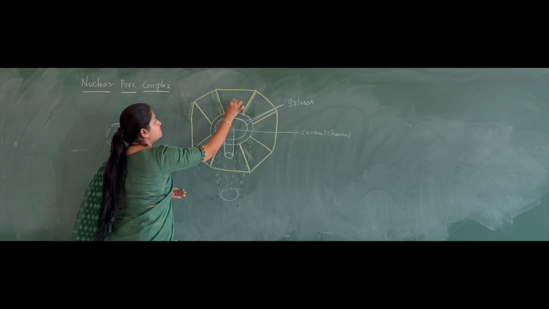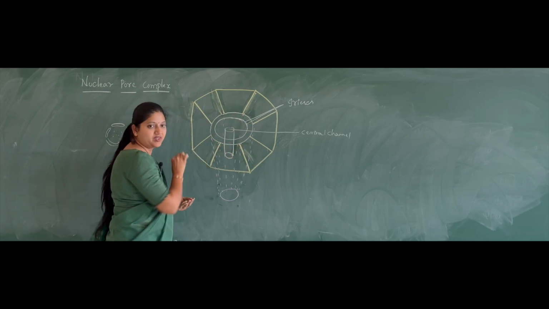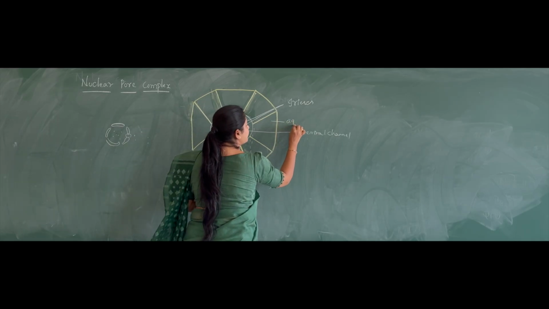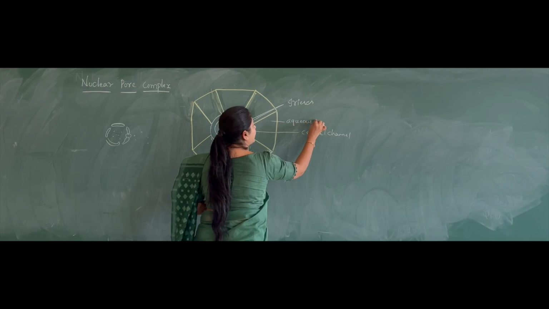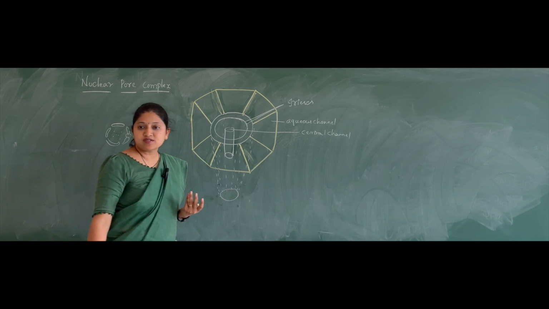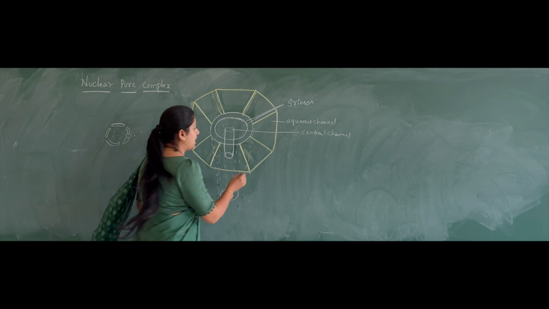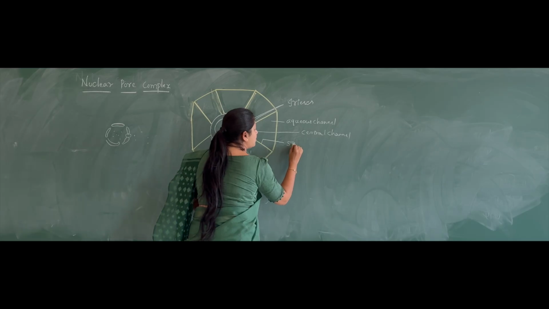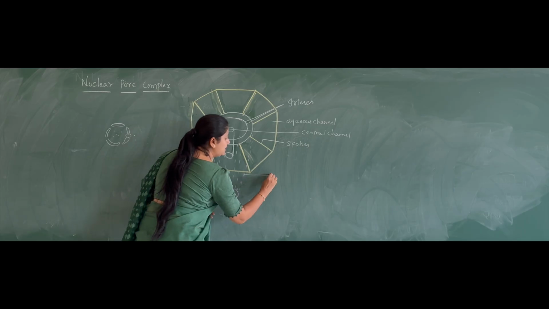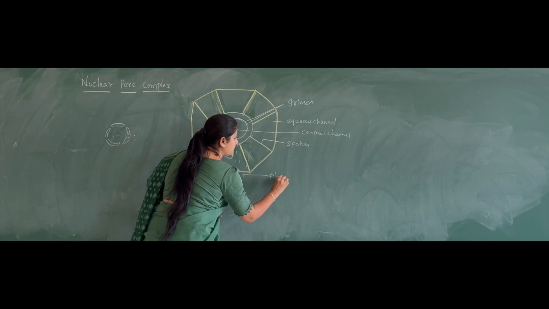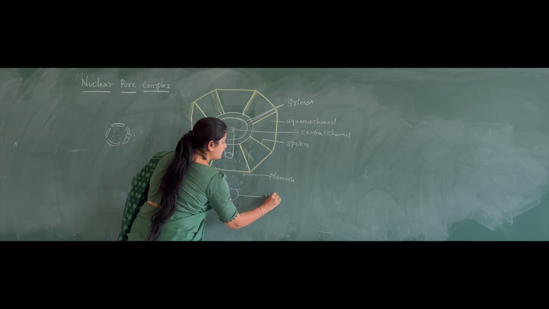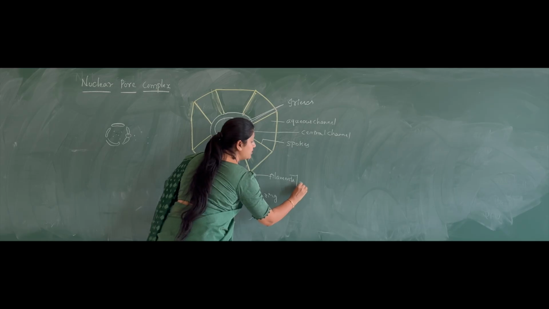Now there are spaces between these spokes, right? The spaces between these spokes are called the aqueous channel. These are the spokes and these are the filaments. These are the filaments and this is a small ring. Filaments plus ring will give us a basket.